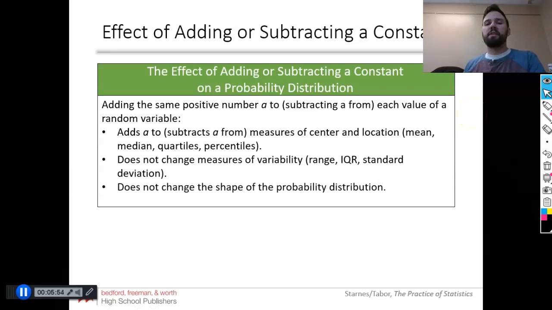Now, if we add or subtract a constant, again, mean, median, quartiles, percentiles will all change, and all you do is add or subtract what was added to it. Your IQR, your range, and your standard deviation stay the same. Your shape stays the same. I feel like a broken record.